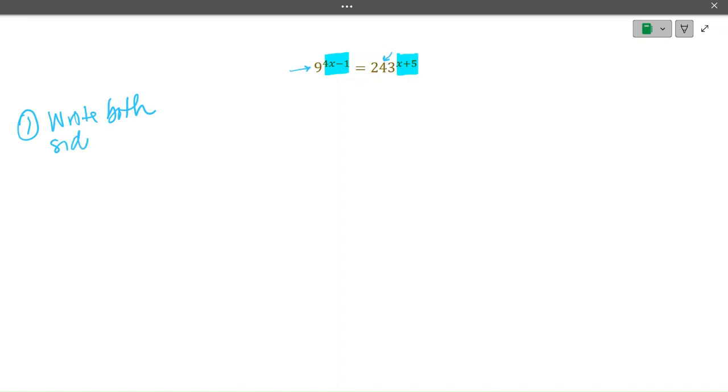So we're going to say, and when I say both base 3, what I mean is 3 to some power equals 9. So we know it's 3 squared equals 9. So that's written in base 3. So I'm just rewriting both of these such that the base of the exponent is 3. So 3 to the power of 2 is 9.